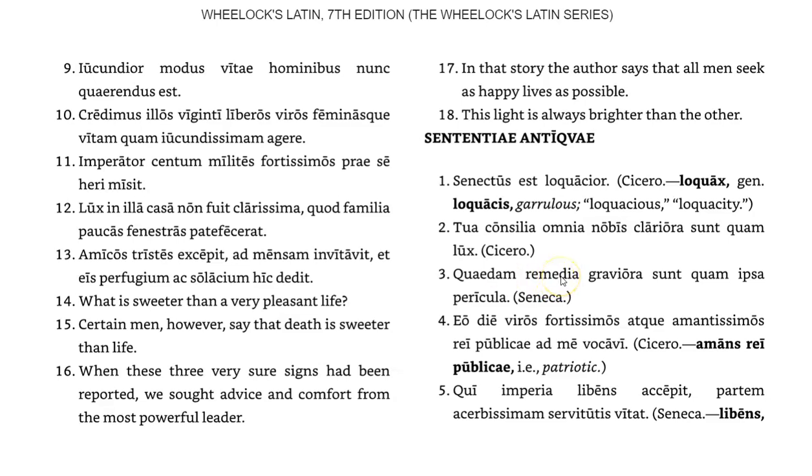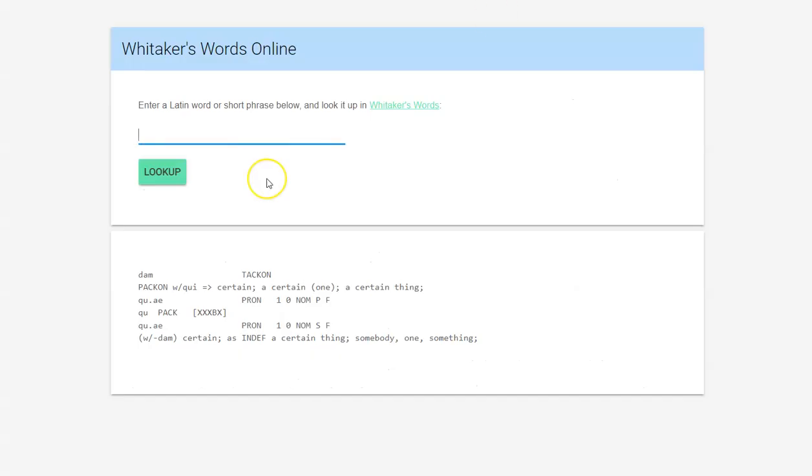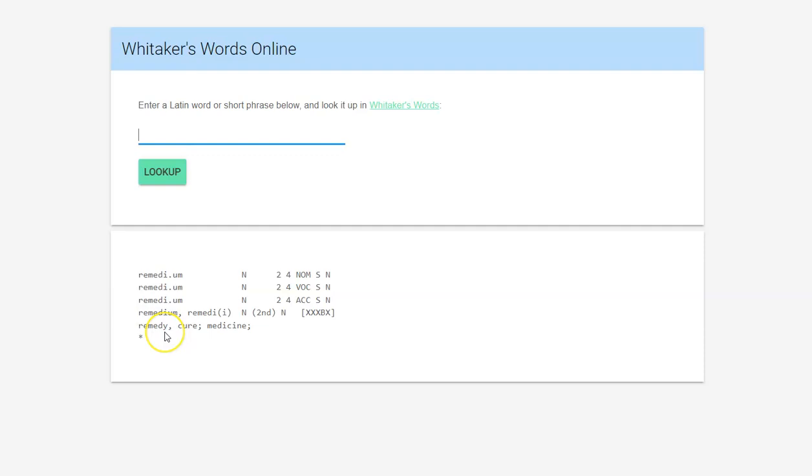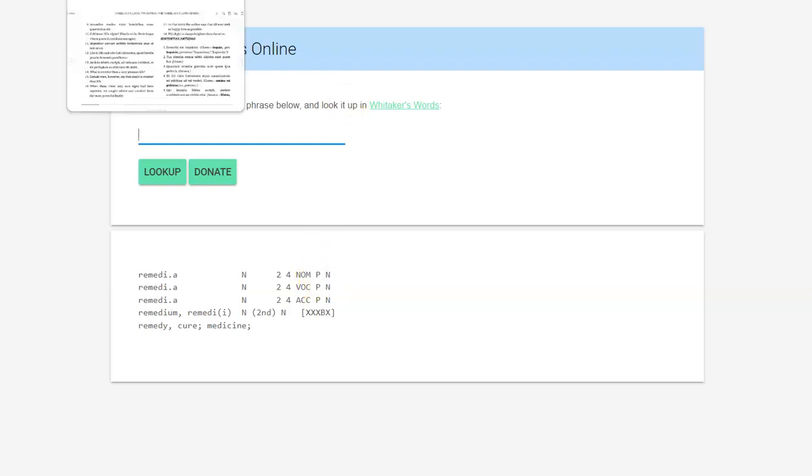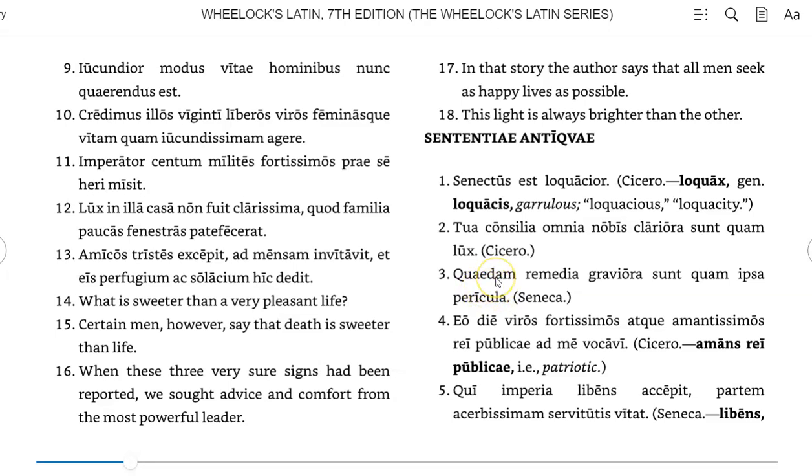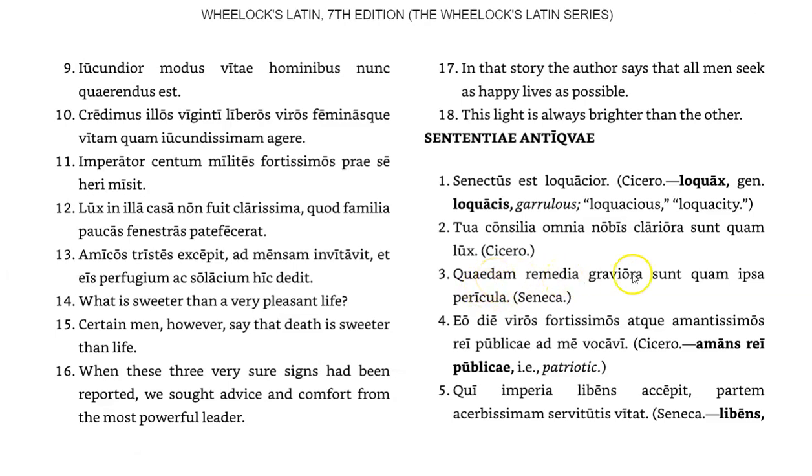Remedia also is a neuter noun because remedium is, just to give you a little bit of confidence here. Learning a language, like most things, is knowing the vocabulary. Same with writing, of course. To be a good writer, you have to have vocabulary. So you can see remedium is the nominative singular. Now, we don't have the singular because we have remedia, which turns that into the plural. So we go back to our example: certain remedies are graver than the dangers themselves.